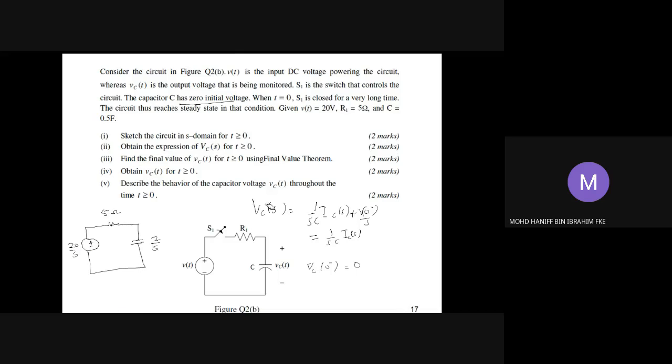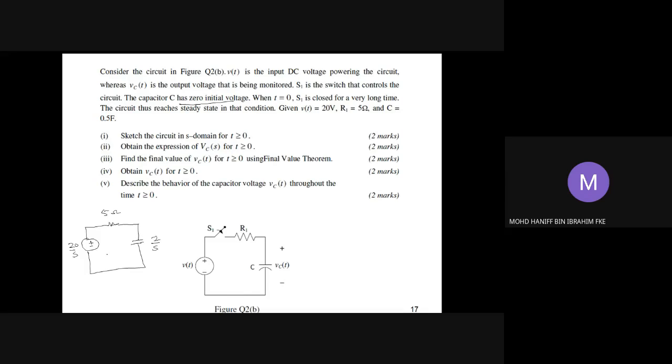Number 2 of the question is to obtain the expression of VC(s) for t bigger than 0. For this, we need to use the KVL, because we want to find VC(s), which is the voltage across the capacitor.